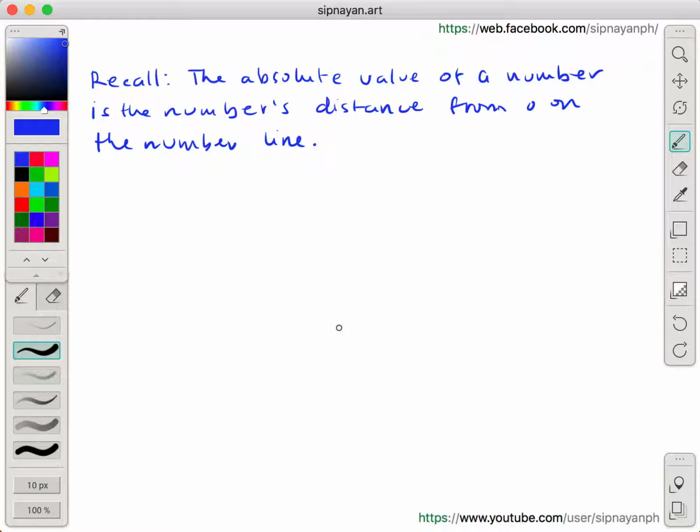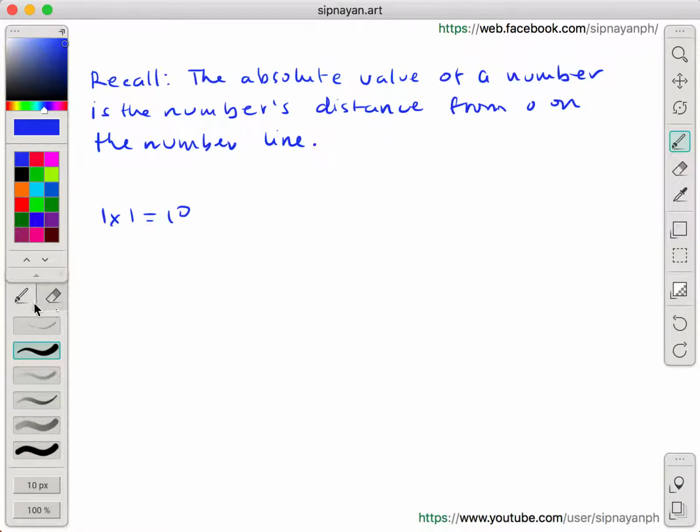Recall from our previous video that the absolute value of a number is the number's distance from 0 on the number line. So pag sinabi natin absolute value of x is equal to 10, ano ba yung number na 10 units away from 0? That number's distance from 0, ano ba yung number na ang distance niya from 0 is 10 units?